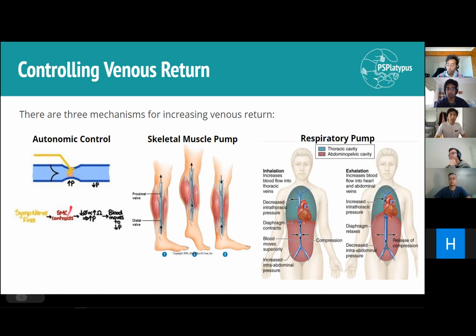Now, one thing you might remember before is that I said the veins were very thin, right? The walls are very thin. And what that means is the muscular layer as well, the smooth muscle cells that normally surround arteries in large numbers, are here, but in a very, very small quantity. And so this mechanism here is actually very ineffective when it comes to changing venous return. It can only do it a little bit, but it's not entirely effective because of how few smooth muscle cells there are around veins. And so our second mechanism is relied upon much more, which is a skeletal muscle pump.